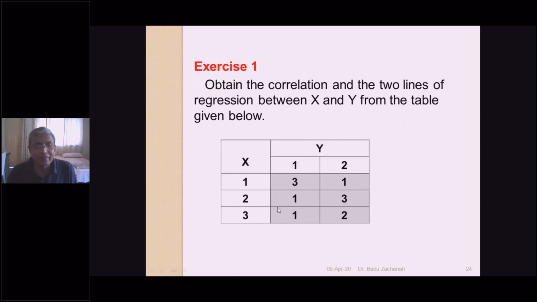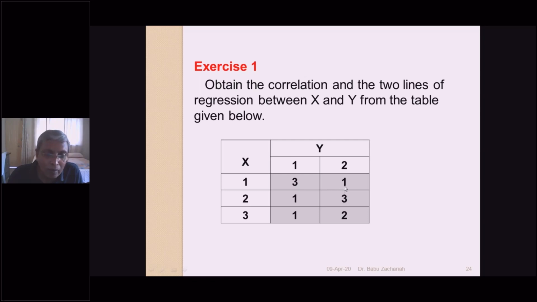Let us understand this table. This is called a bivariate frequency table. Just assume that X stands for subject X marks and Y stands for subject Y marks. Now, for X there are 3 values coming, and for Y there are 2 values coming. So what does this 3 mean? This 3 means there are 3 students who got 1 mark in X and 1 mark in Y.